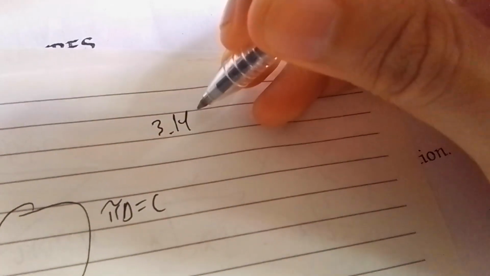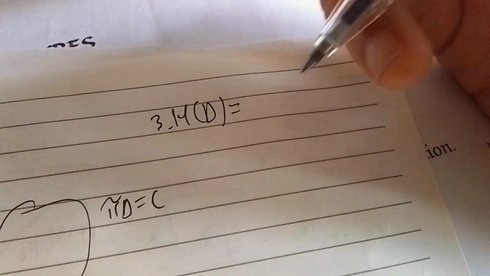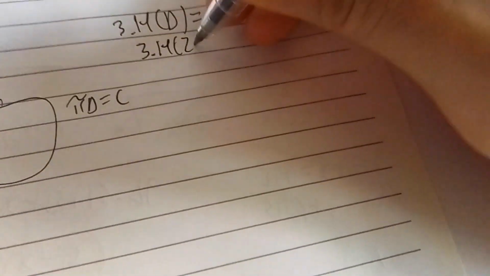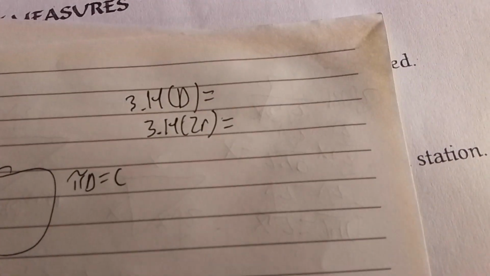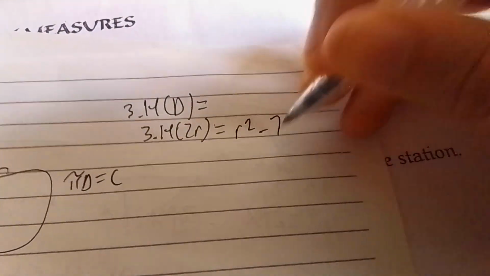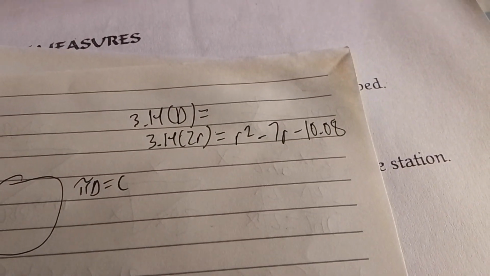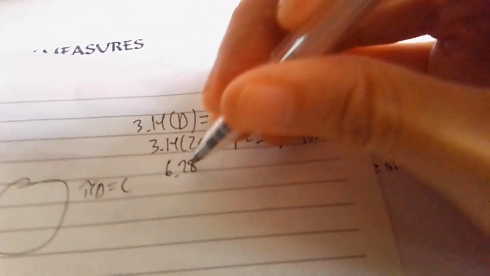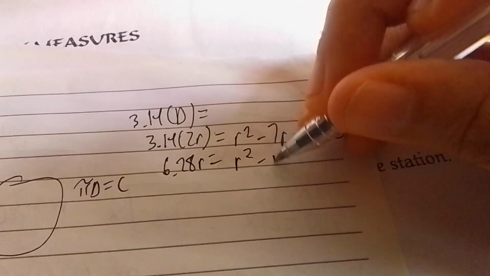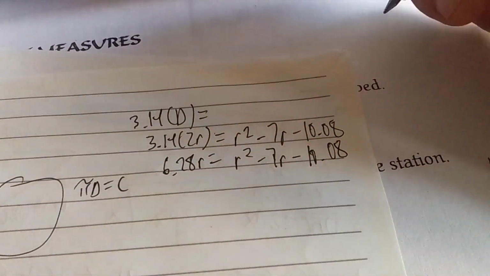So, this is our formula. 3.14 times the diameter, which we don't know, is equivalent to the number, or maybe 2r, to be safe, okay? Times 2r, because I know, in case I forget, it's the radius. Equals r squared minus 7r minus 10.08. Now we're back to quadratic equations. So this should be 6.28r equals r squared minus 7r minus 10.08. Right? Then we shift this to the other side.